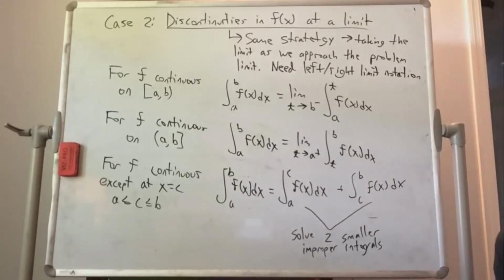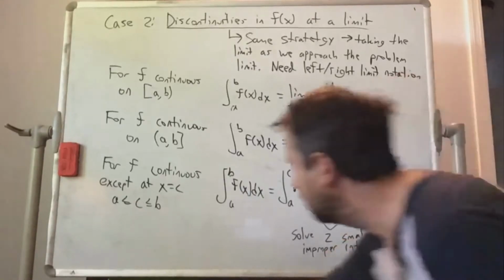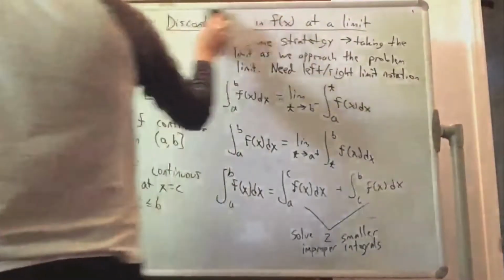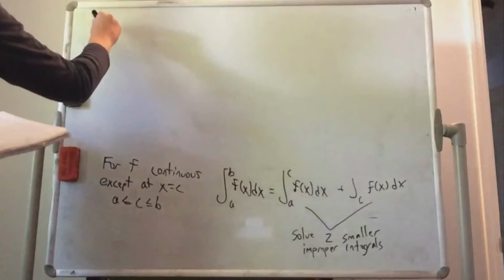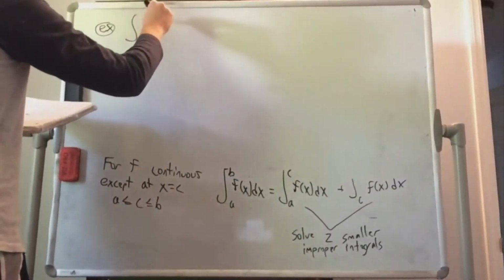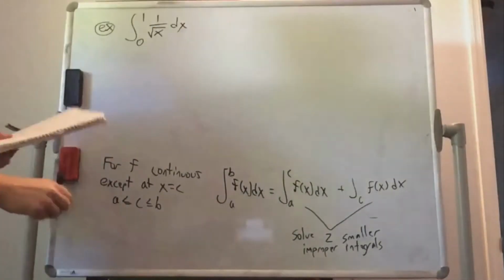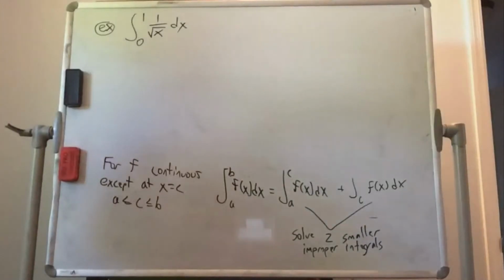All right, so obviously we're going to want to see a little bit of this stuff in action. So I'm going to give you a couple, and then I think we can say that we've got improper integrals down. Okay, so I'm going to erase this and do, first of all, a pretty easy example. Suppose I have the integral 0 to 1 of 1 over root x dx.